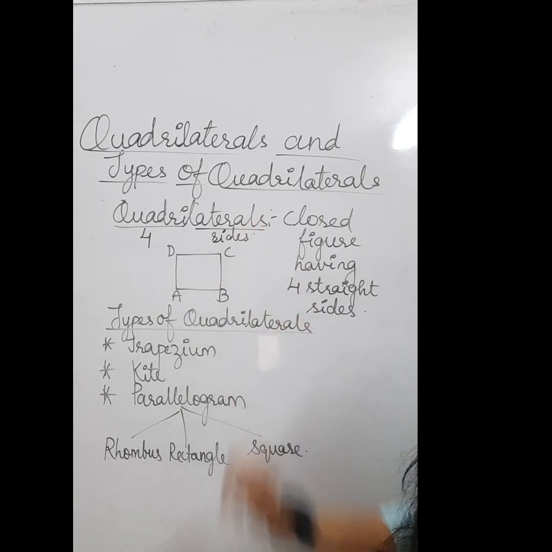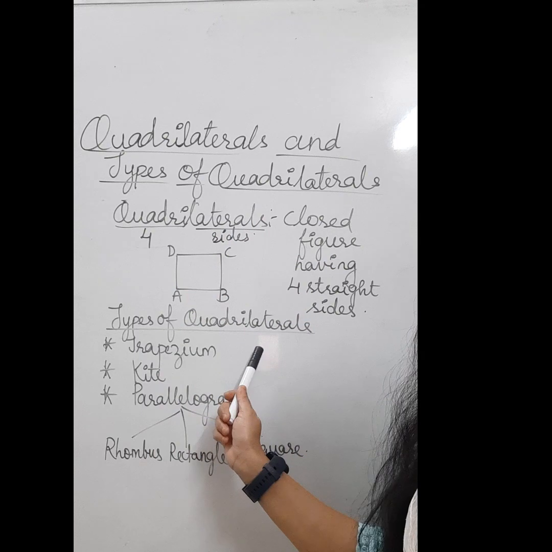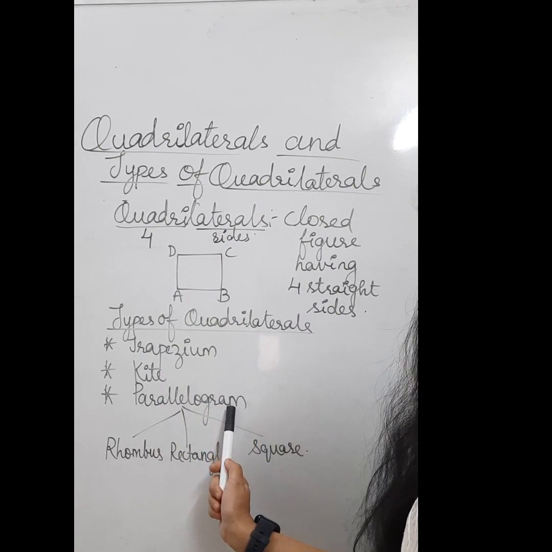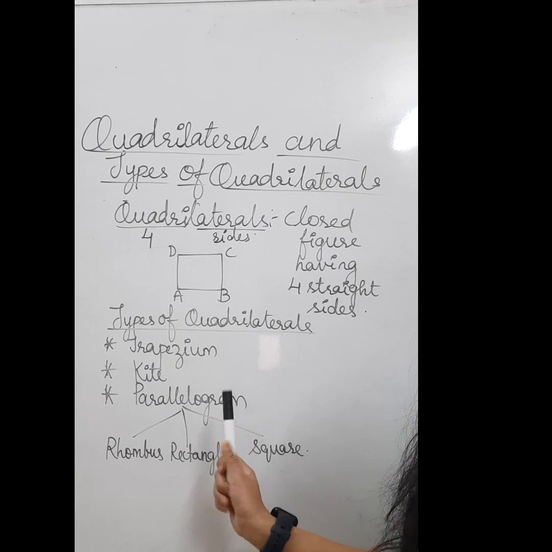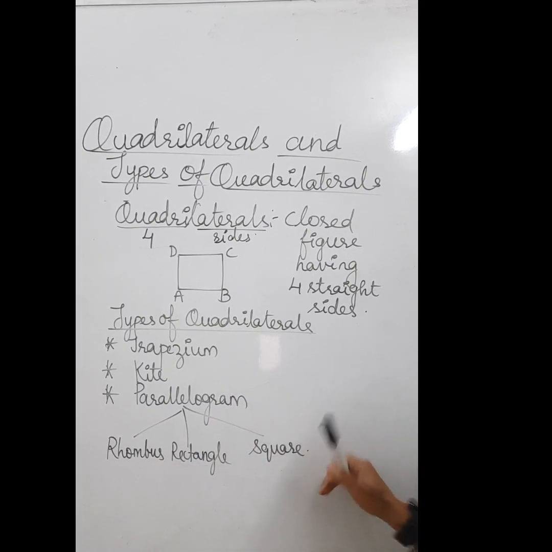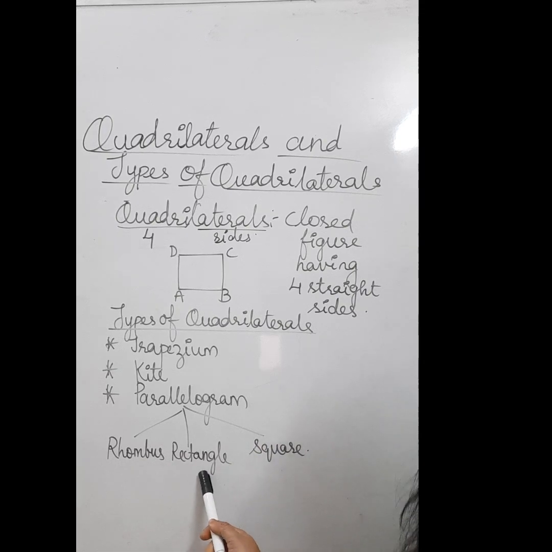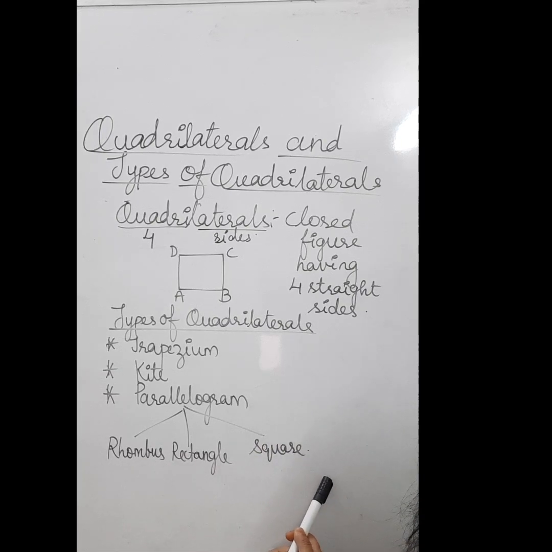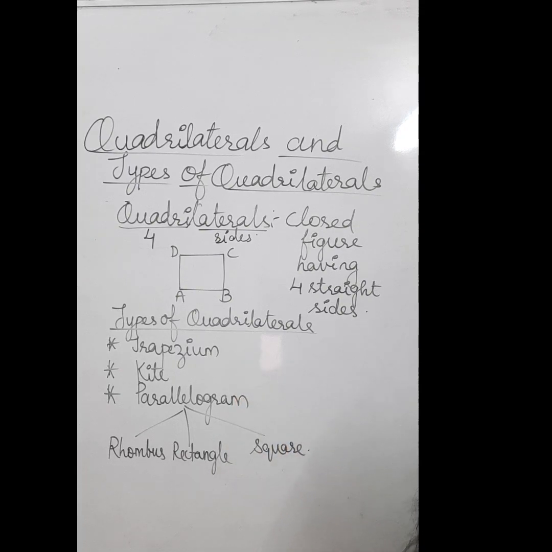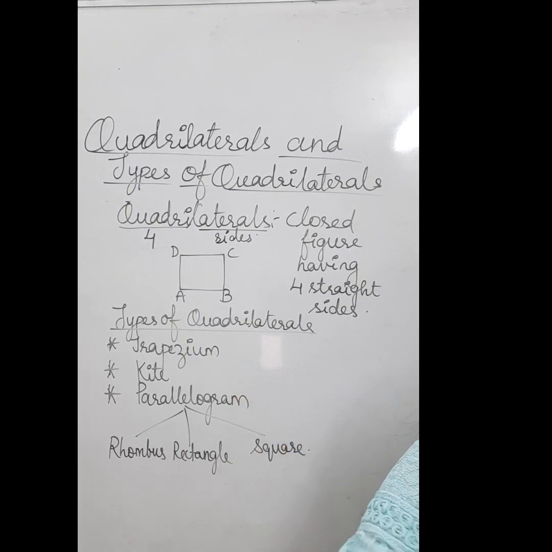Now, quadrilaterals have different types. For example, trapezium, kite, parallelogram, and under parallelogram there are again some special kinds of parallelogram, that are rhombus, rectangle and square. Now let us study one by one. We will start with trapezium first.